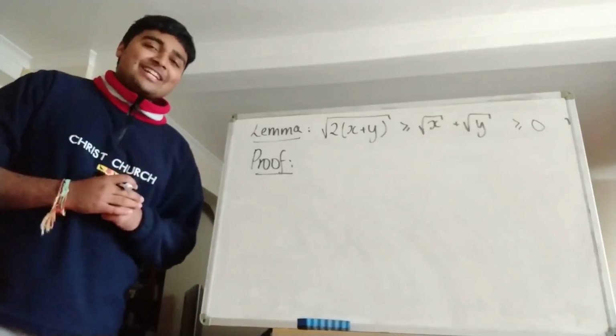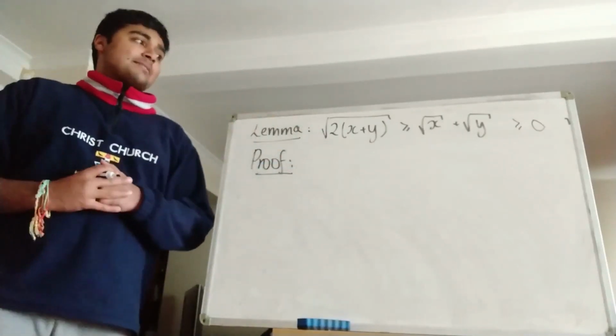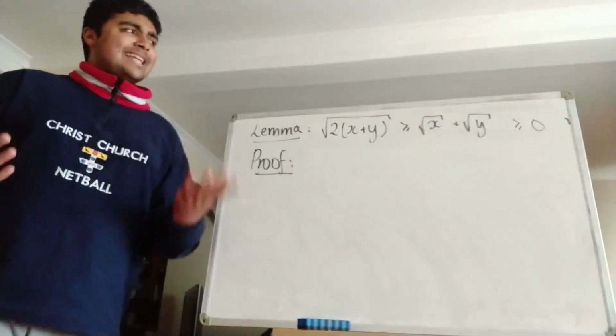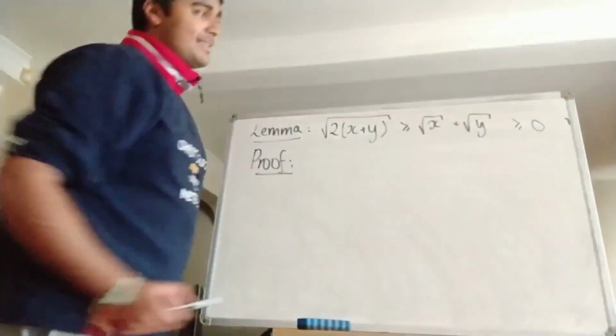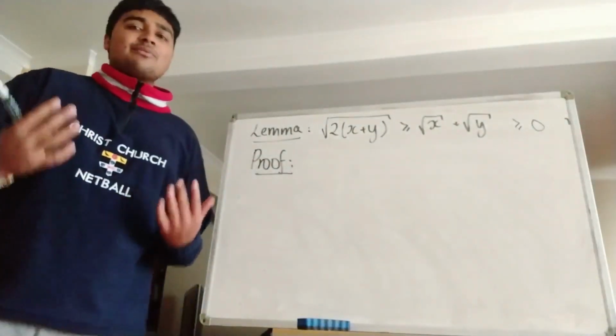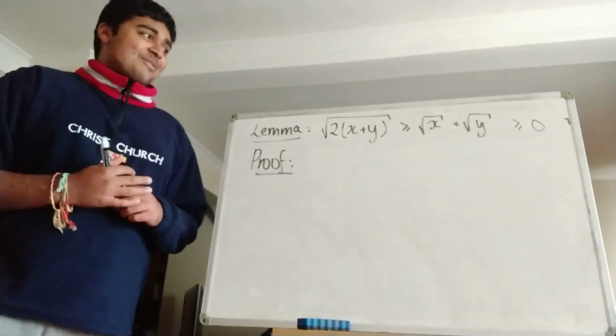Okay, so the first thing we're going to do is state and prove a quick lemma, and that is that the square root of 2 times x plus y is bigger than or equal to the square root of x plus the square root of y, and here x and y are just non-negative real numbers. And here I've written bigger than or equal to 0. That's kind of obvious because x and y are non-negative reals, so their square roots will be non-negative reals. When you sum up two non-negative reals, you're going to get a non-negative real.